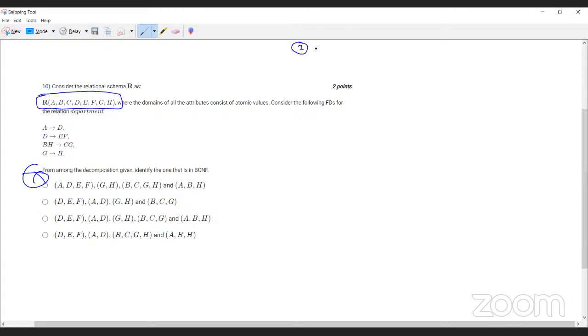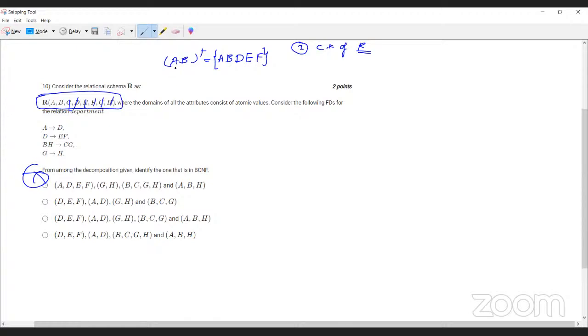The first step is to find the candidate key of relation R, right? So what is the candidate key here? D is present, EF is present, CG is present, H is present. So AB must be a part of the candidate key, right? So let us take the closure of AB. From AB, I will get AB, like a trivial functional dependency. From A, I will get D. From D, I will get EF. So AB is not a candidate key, right?